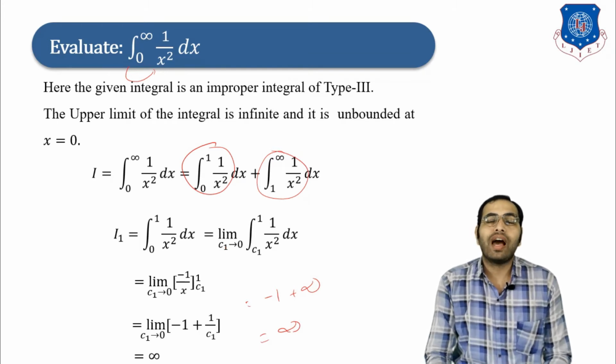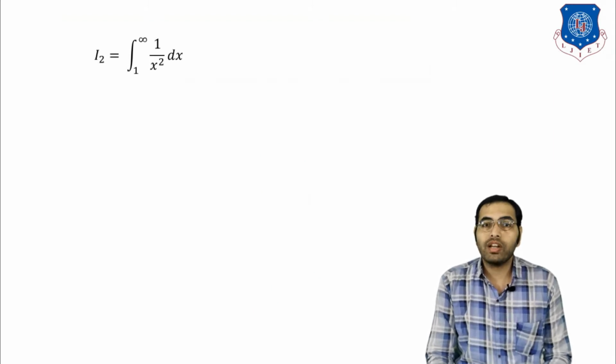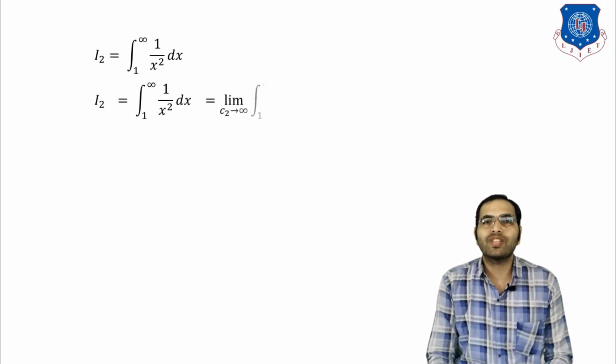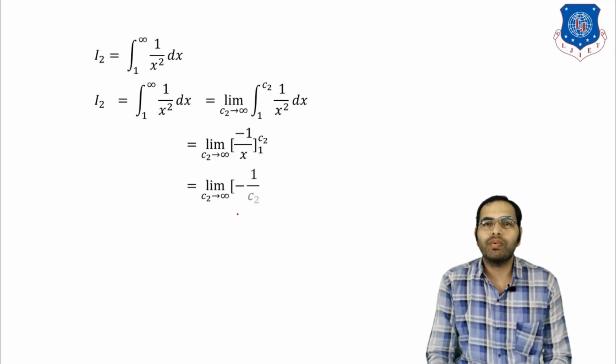Let's see I2. Actually there is no need to find I2, but for better understanding I will explain it. Integral 1 to infinity of 1 upon x square dx. Here the upper limit is infinite, which is replaced by c2. The limit c2 tends to infinity, integral 1 to c2 of 1 upon x square dx. The integral of 1 upon x square is minus 1 upon x from 1 to c2. Substituting the limits, limit c2 tends to infinity of minus 1 upon c2 plus 1. Applying c2 as infinity, 1 upon infinity is 0. So 0 plus 1, our answer becomes 1, which is finite.